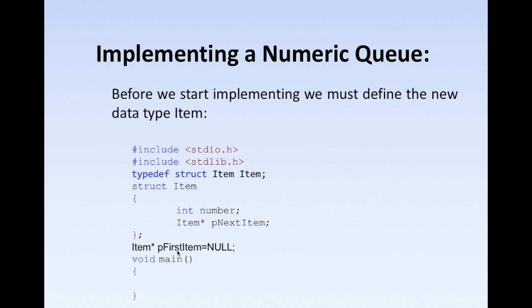So item star P first item. P first item is a pointer to an item, and it's equal to null. So this is going to be my queue, and to begin with, the queue is empty.